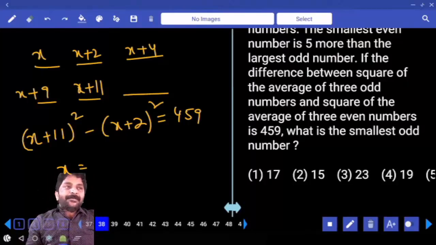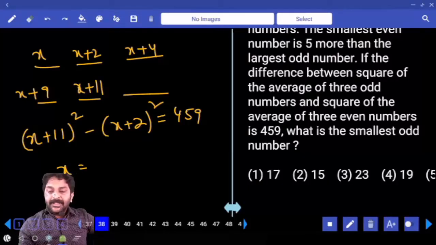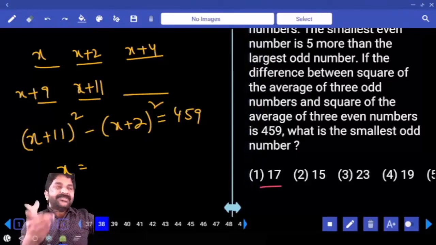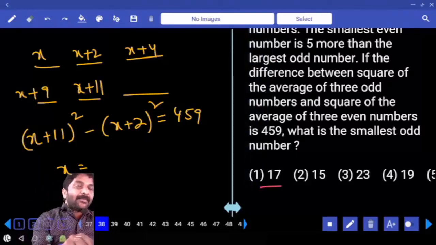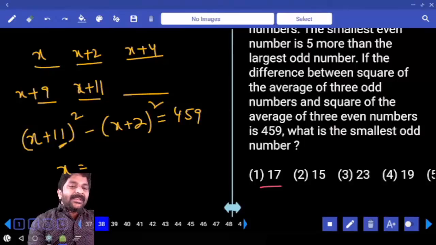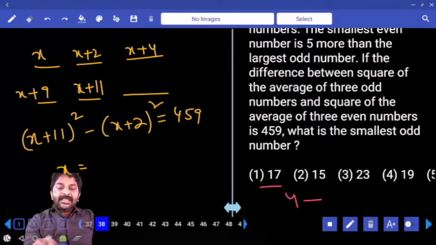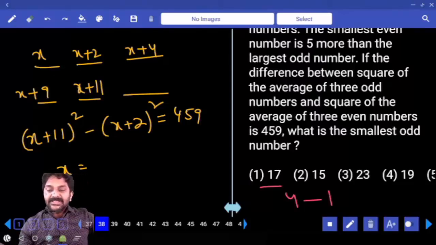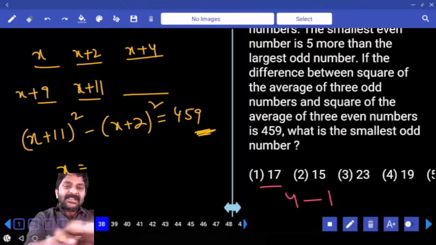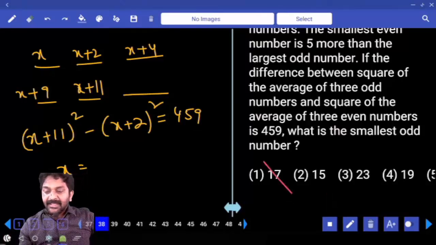X value is there in options only. Last digit? If it is first option, last digit 7 plus 1, 8 square ends with 4. 7 plus 2, 9 square ends with 1. Is 4 minus 1 equal to 9? Last digit? First option cannot be your answer.